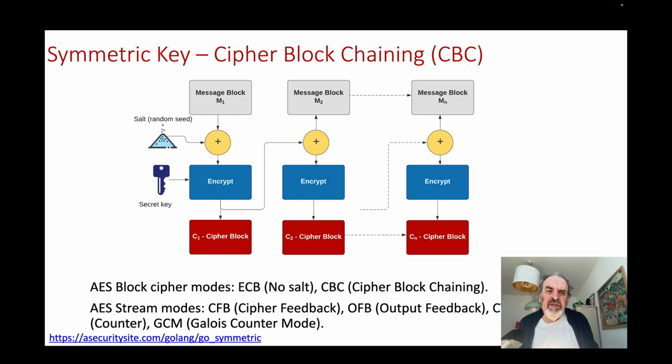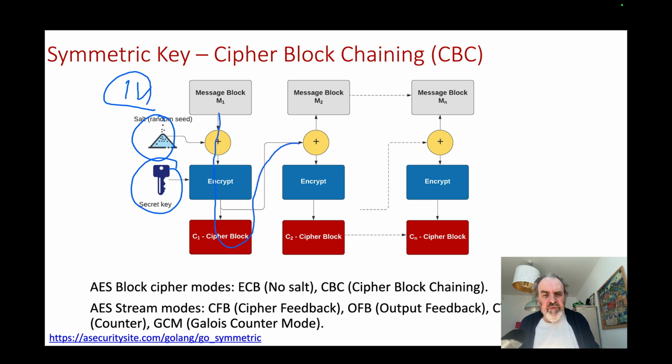A more advanced method is what's called cipher block chaining, where we take the key and we add some salt or an initialization vector into the start of the ciphering, and then we take the output from each block and feed it into the next one, and so on. This allows us to be able to change the output for the same input using the salt value.